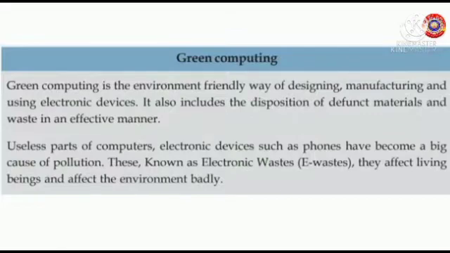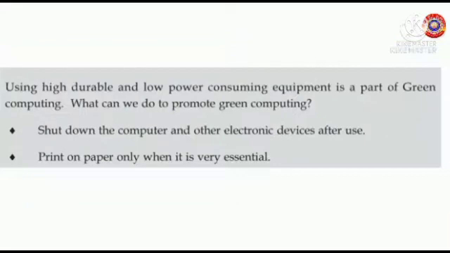Okay. Useless parts of computers, electronic devices such as phones have become a big cause of pollution. These, known as electronic waste or e-waste, affect living beings and affect the environment badly. Using high durable and low power consuming equipment is a part of green computing.